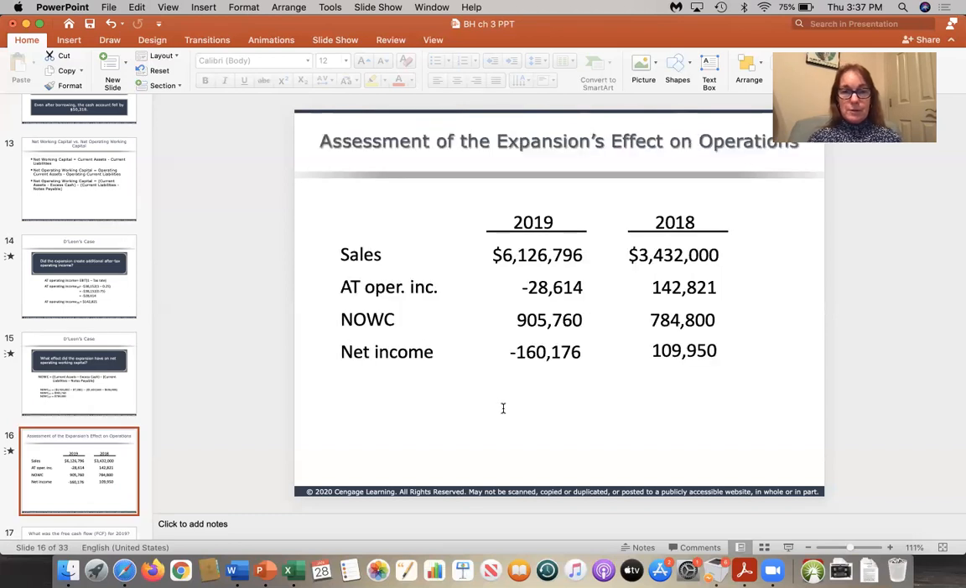Okay, sorry about that interruption. Okay, so this is just an assessment of the effect of their expansion. So they're just showing how their sales almost doubled. Their working capital increased, but they went from making 109 million to losing 160 million. That's probably why the stock's down.